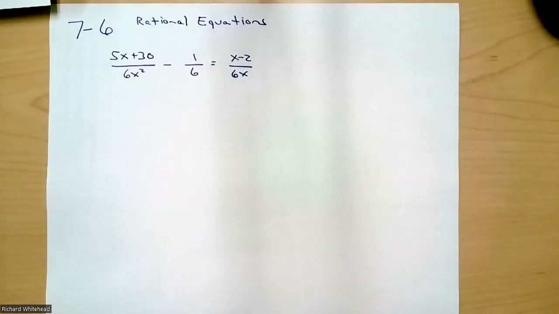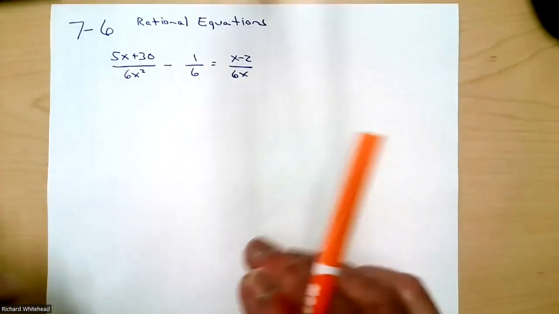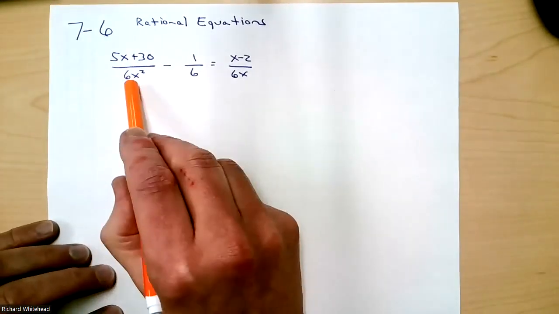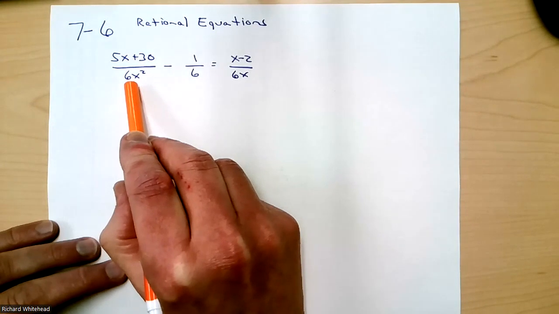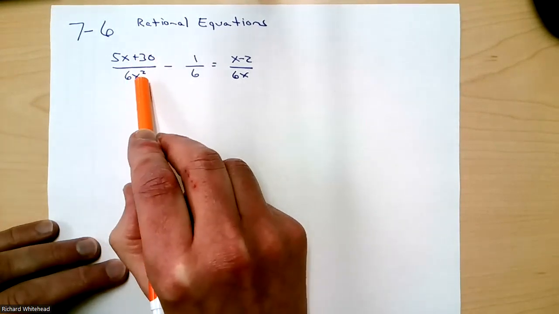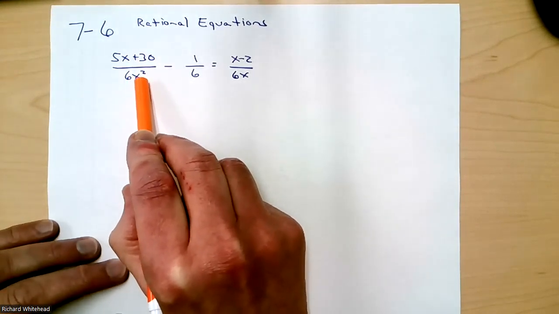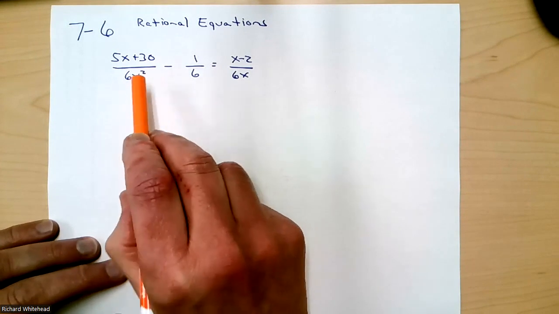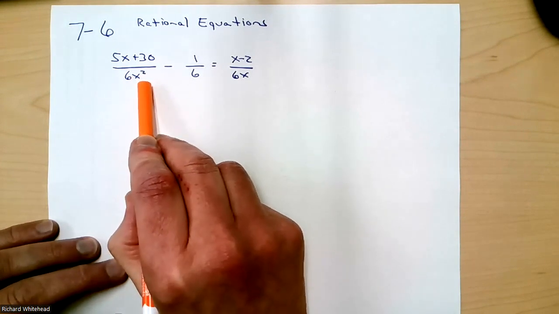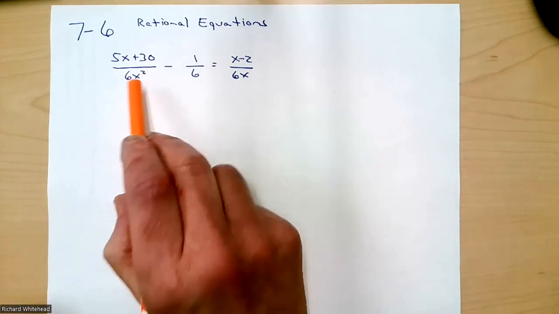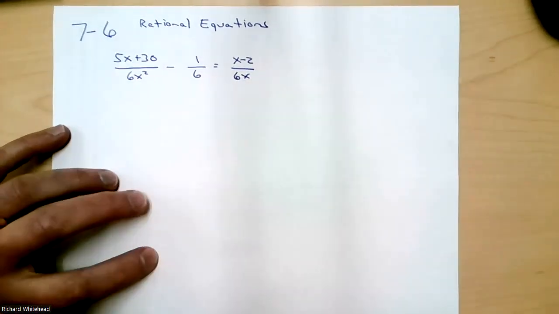So the work problems from worksheet 7.6, just rational equations, which means fractions with the variable in the fraction. That's all that means. Fractions with the variable in the denominator, I should say. So rational equations, they're just fractions. And you look at this and go, oh man, what a hassle.